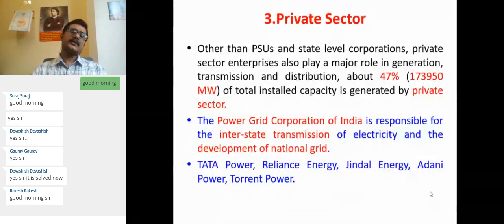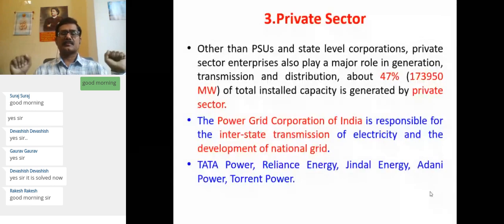It means that you take the energy from one state, transmit that energy to the other state, isn't it? So it is nothing but a mediator which can act between the two states. Take the electricity from one state, transmit that, and make it available for the other states. So that normally operates at the national level.